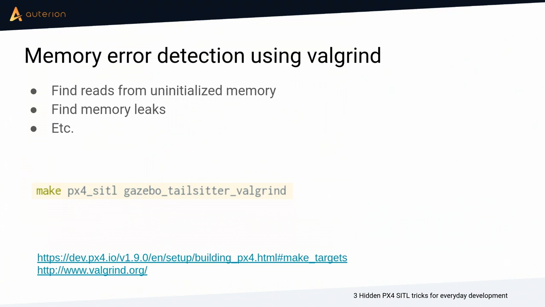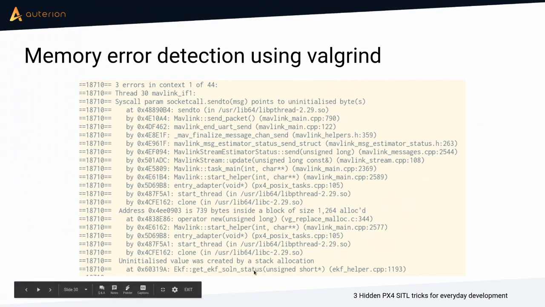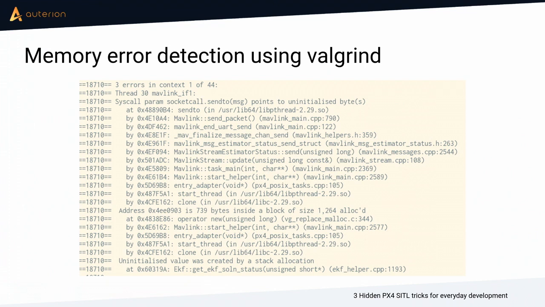Again, the usage with PX4 is easy. Just make px4_sitl_default valgrind, that's it. And what you get is a lot of verbose output like this. All this tells you is that some socket call, so you're using data in a socket call that you're sending somewhere, for instance, points to uninitialized bytes. Then it gives you all the information that might help you find where this uninitialized value was initially created, in this case, some EKF function. Just an example of what you might expect from valgrind.